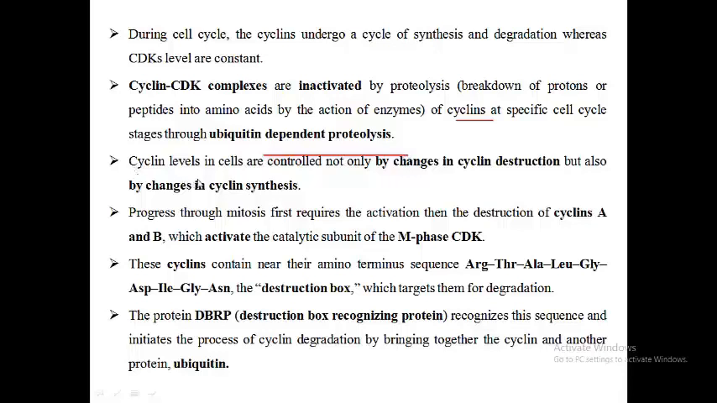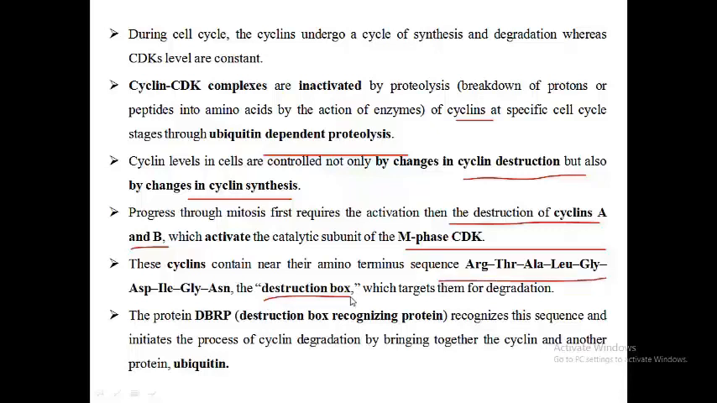Okay, cyclin levels in cells are controlled not only by changes in cyclin destruction but also by changes in cyclin synthesis. Progress through mitosis first requires the activation, then the destruction of cyclin A and B, which activate the catalytic subunit of M phase CDK. These cyclins contain an amino terminus sequence called the destruction box, which targets them for degradation.